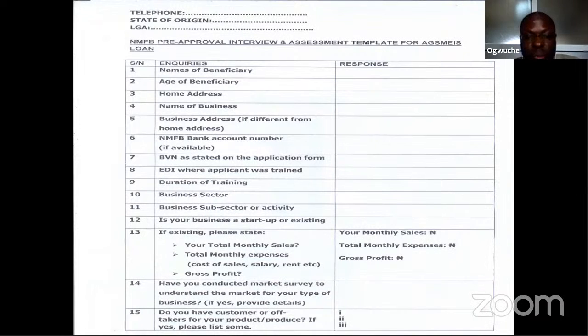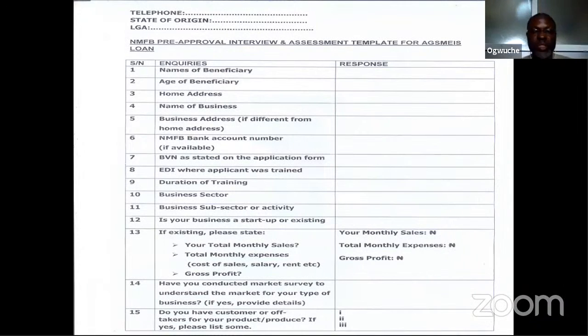Business sector, business subsector. Of course, we have looked at all of those previously. The sector could be agriculture, fashion and design, ICT, media, cream, cosmetics and beauty, makeup, all these business sectors. In the subsector you have things like poultry, fishery, animal husbandry, rice processing, catering, tailoring. All of those are the subsector.